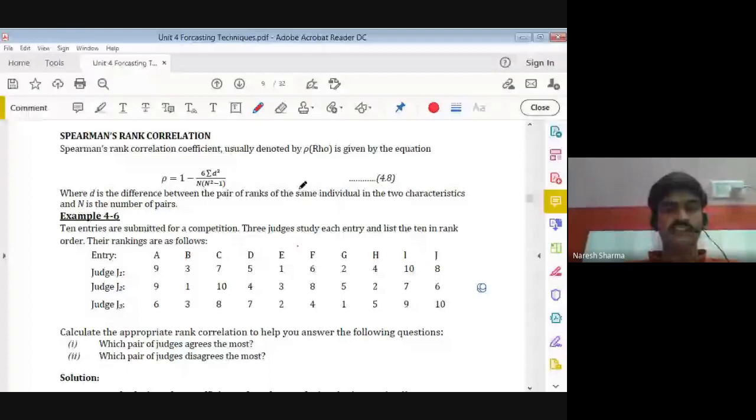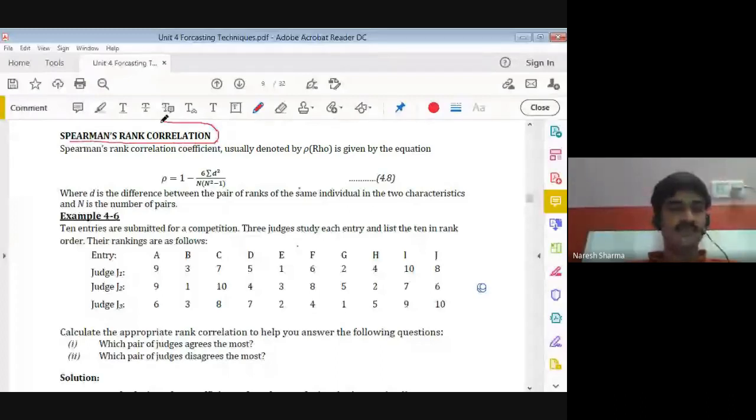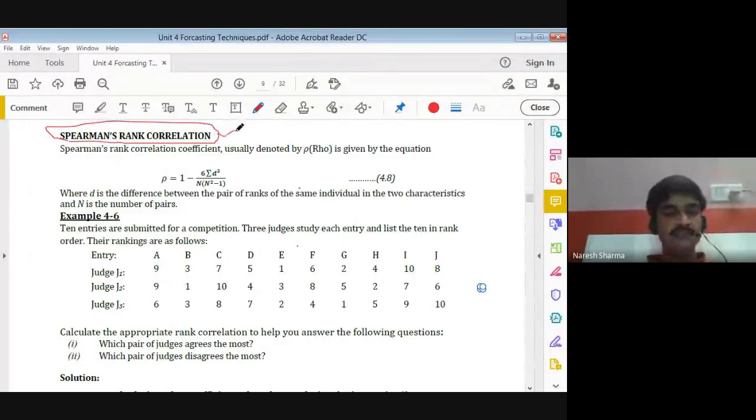So today we discuss Spearman's rank correlation. Similarly to Pearson correlation, it is another way to find the correlation between your data x and y. This is represented by the symbol rho, and the formula is 1 minus 6 summation of d square divided by n into n square minus 1.